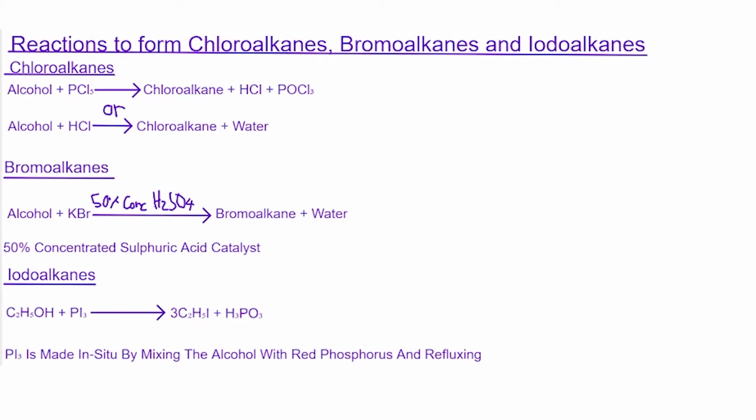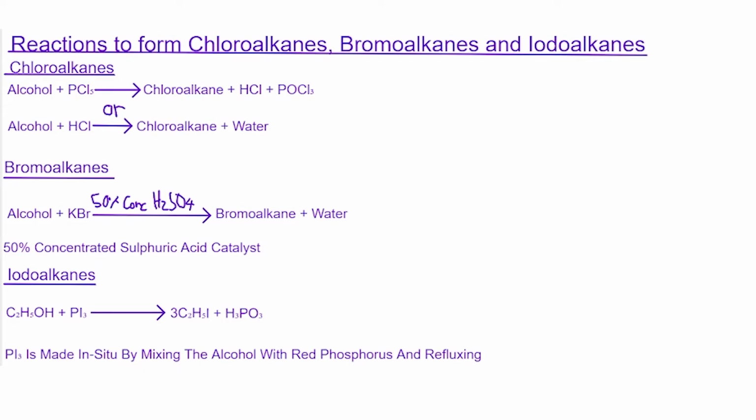To make a bromoalkane, react an alcohol with a compound that contains bromide ions. One common example would be potassium bromide. You also need an acid catalyst, which in this case would be 50% concentrated sulfuric acid. This mixture will react in a substitution reaction, where the hydroxyl group is replaced by the bromide ion. This means that the alcohol and bromide-containing compound react to form a bromoalkane and water.